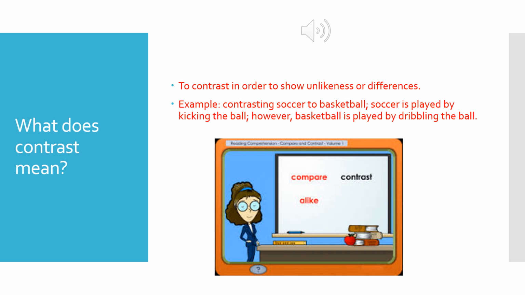Now that you know what compare means, what does contrast mean? To contrast is to show unlikeness or differences. For example, contrasting soccer to basketball, soccer is played by kicking the ball, however, basketball is played by dribbling the ball. That's the difference between them.